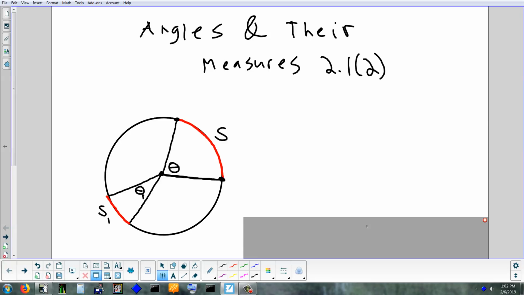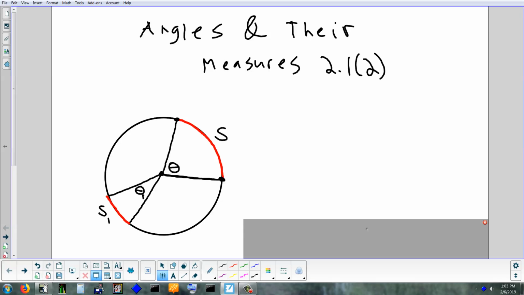So, first thing I need to mention about this is that the size of an angle and the size of its arc are directly proportional. What that means is, if you make this angle twice as big, you would make the arc twice as big as it is now. If you made that angle half as big, you would make the arc half as big. Any question on that idea? You make the angle bigger, the arc gets bigger. You make the angle smaller, the arc gets smaller. That's what it means to be directly proportional. As one thing changes, the other thing changes exactly the same way.